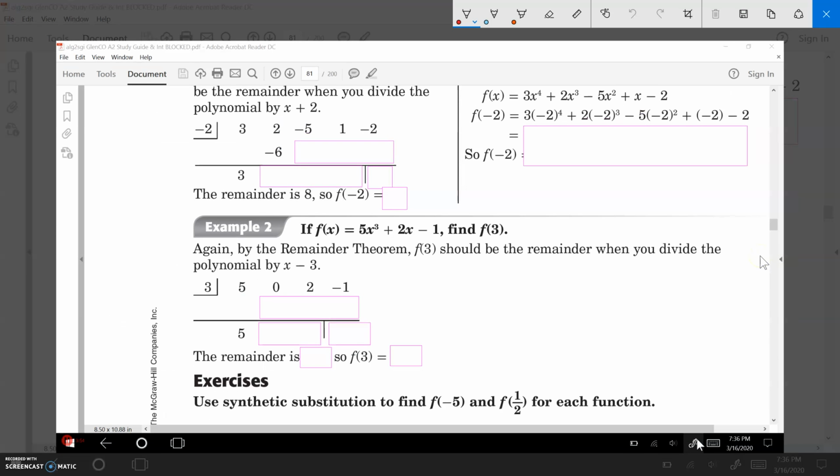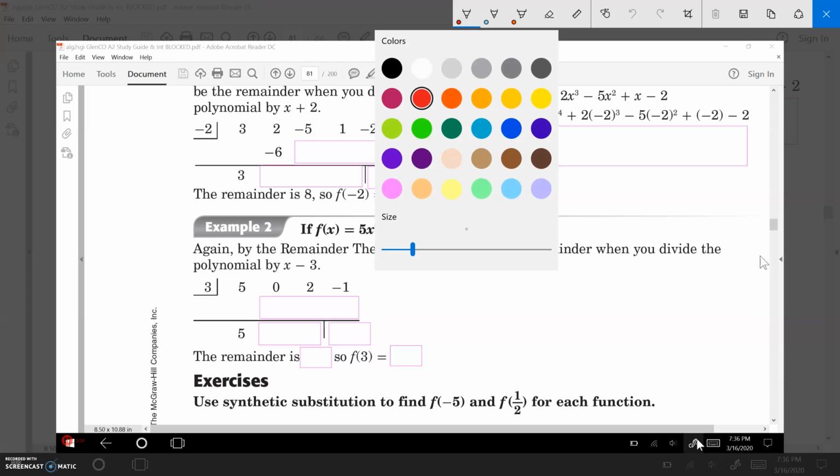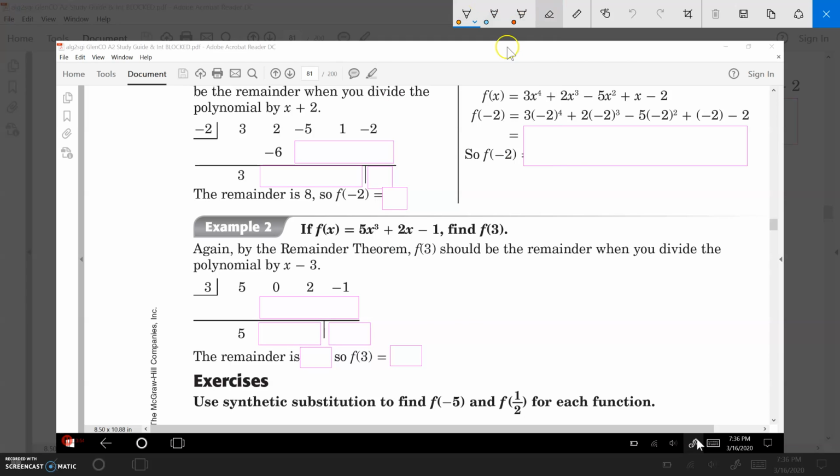If f of x is 5x to the 3rd power plus 2x minus 1, find f of 3. Like I said before, we want to make sure there are no skips. I have x to the 3rd power, 1, and none. So we're missing the x squared. That's why we put a 0 here. Our 5 represents the x to the 3rd power, our 0 represents x squared, 2 represents x, and negative 1 is our constant.